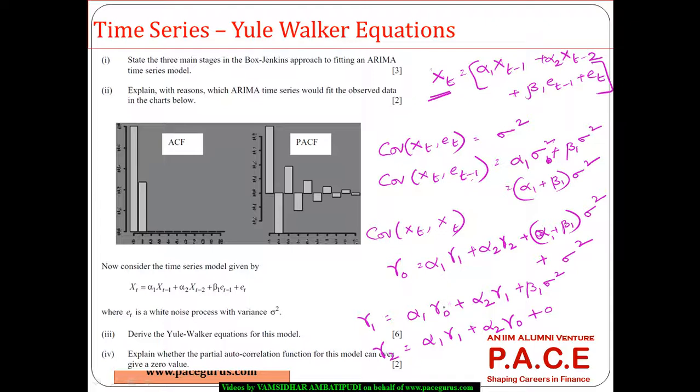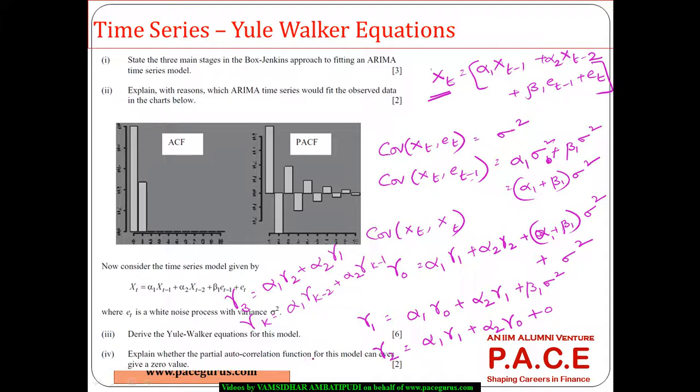Similarly, I can do it for gamma 3, gamma 4 and so on. For gamma 3, it becomes alpha 1 gamma 2 plus alpha 2 gamma 1. So gamma k comes out as alpha 1 gamma_{k-1} plus alpha 2 gamma_{k-2} for k greater than 2. I am getting this as a general function. These are the different Yule-Walker equations that I am getting for this model.